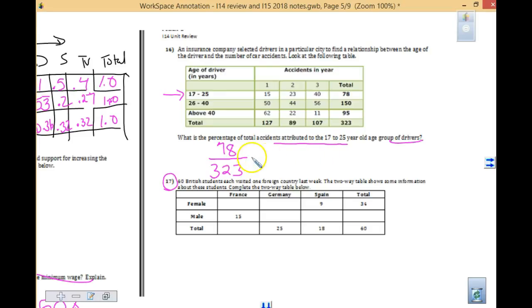So this is the work when I ask you to show me how you got it. Don't just put that percent, put this one. So 78 divided by 323. What'd you get, Brooke? Do you have a calculator? No? Okay, we'll wait for you.